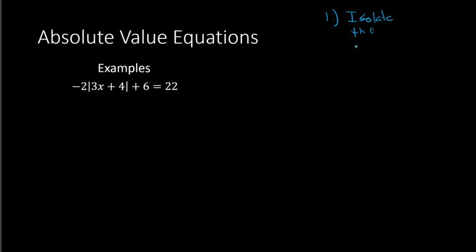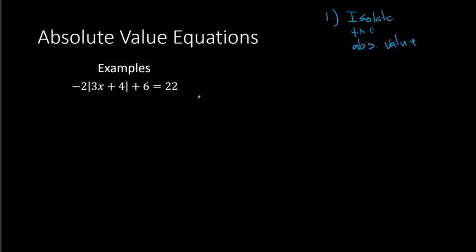Let's take a look at one more example. Here we have now an increase in difficulty again, and we have negative 2 times the absolute value of 3x plus 4 plus 6 equals 22. All right, when you're doing absolute values, make sure that step 1, we isolate the absolute value. All right, that's step 1. Meaning we must get rid of this negative 2 and this plus 6.